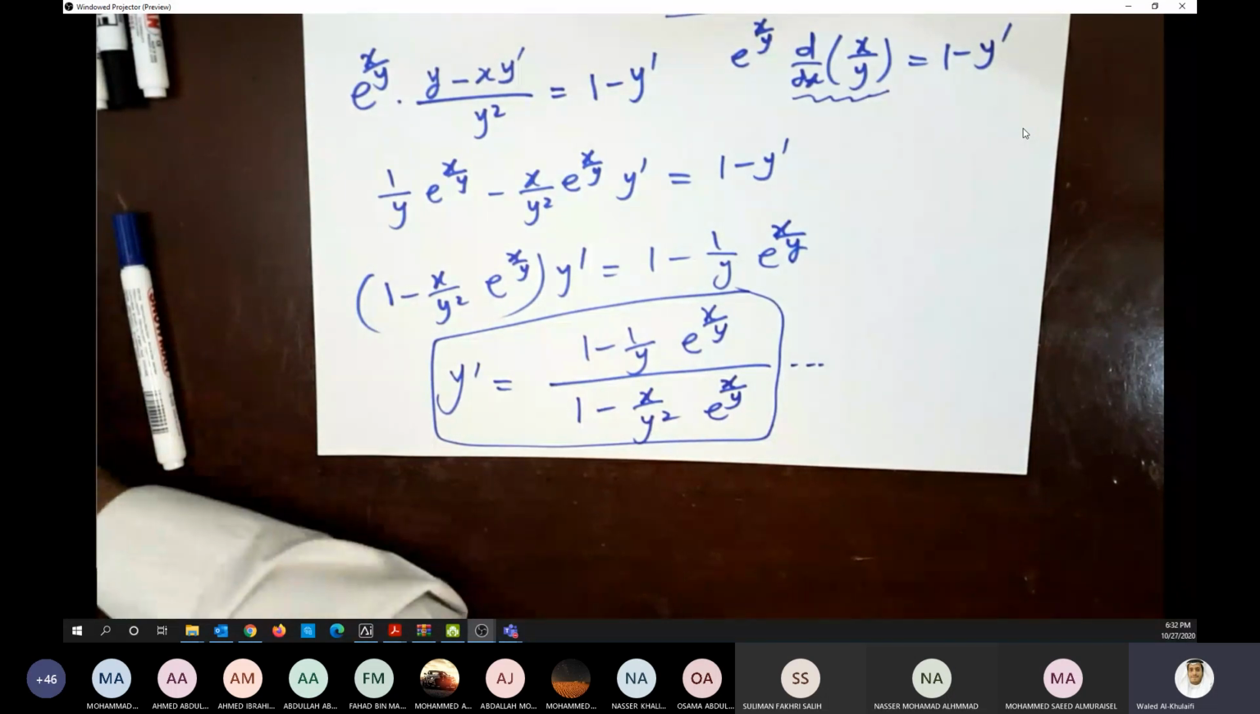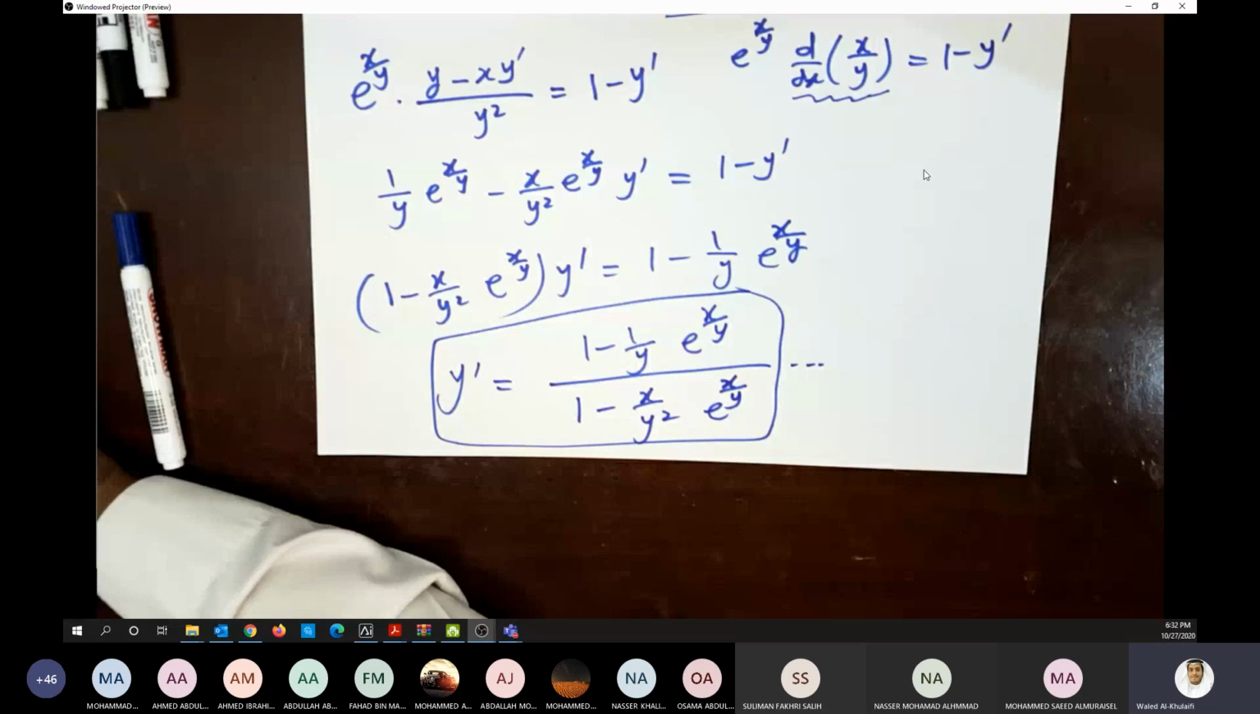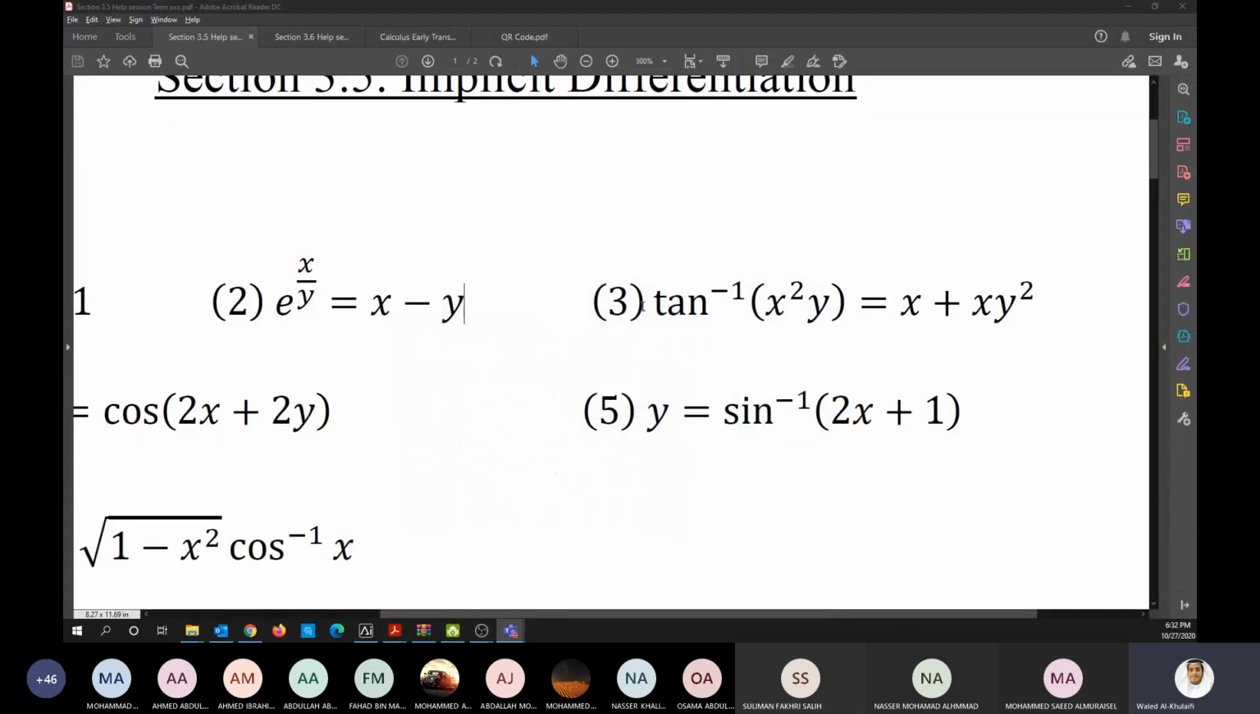You can do it this way. Fine. Okay, thank you, Nasser and Abdullah. So, any question here, Shabab? Fine. This is for the derivative.